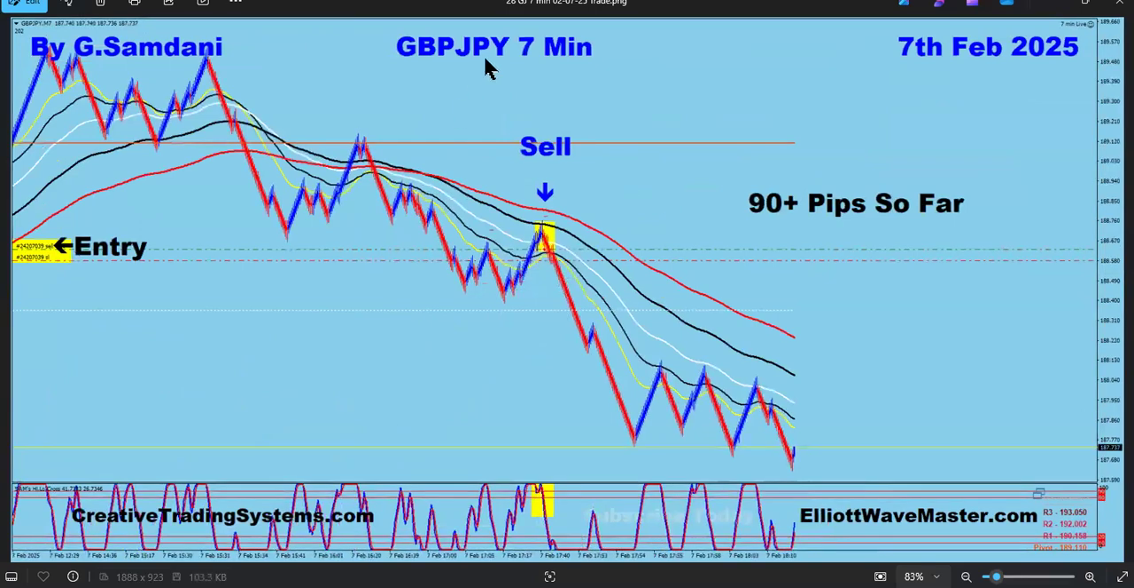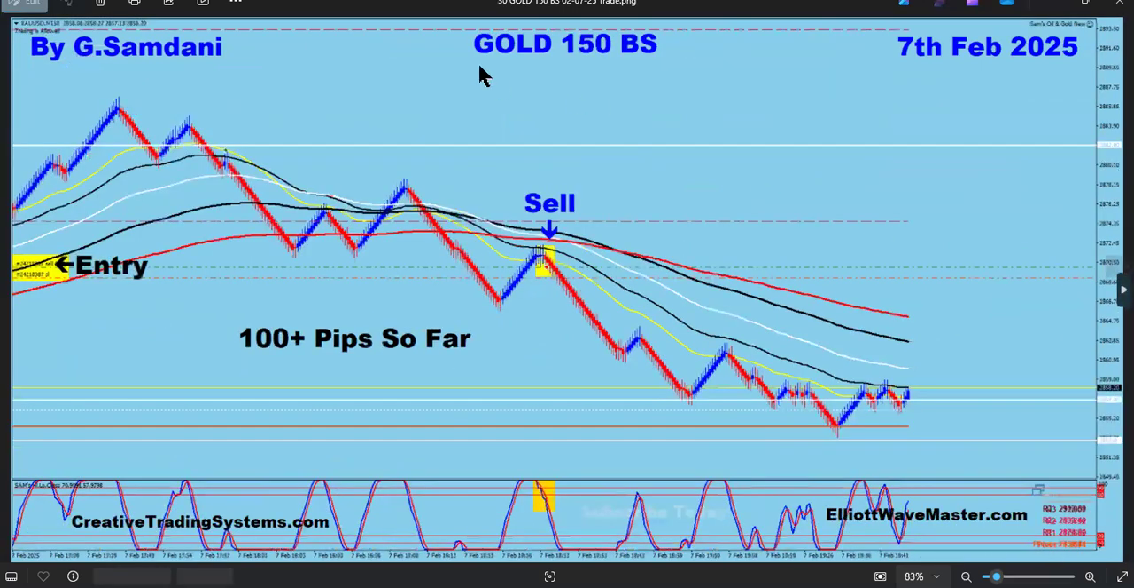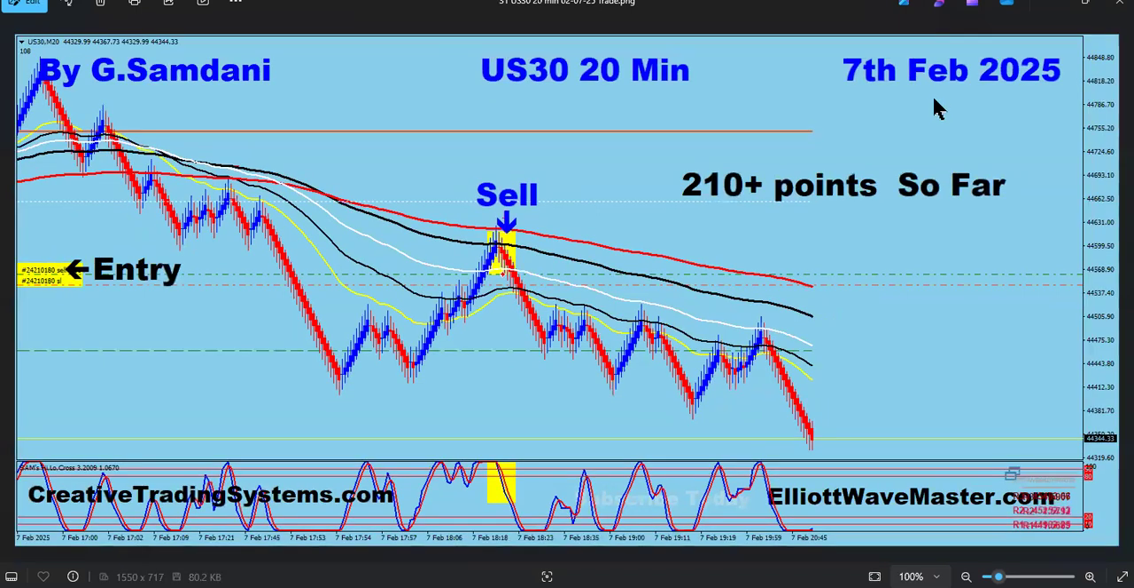And this one, pound yen going again now to the downside, 90 pip. And euro yen again, big time going to the downside, 90 pip. 7-minute chart, it looks like a big trade, but it's not. It's like 100 pip. Gold now, the last day on the 7th, after hitting the all-time high, it started to drop. Right, and now we're sitting here in gold. And the last one, I said, let me try.